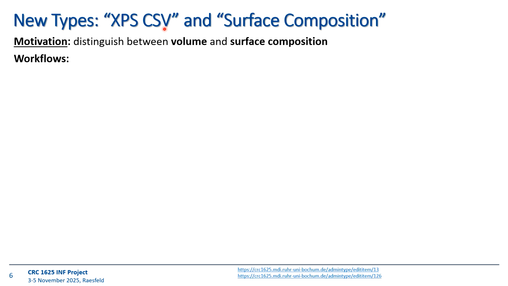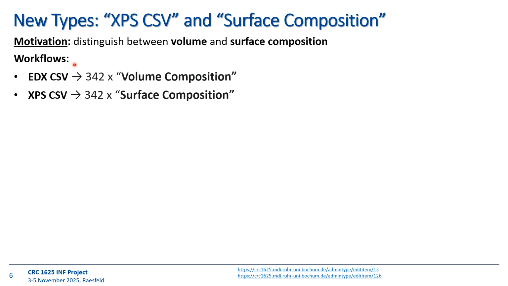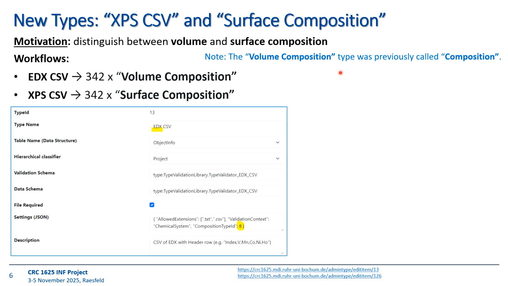Among the important new types that have been added are XPS CSV and the related type surface composition. As is evident, this was done to distinguish volume composition objects from surface composition ones. To further eliminate ambiguity, the composition type whose objects were created during the import of EDX data has been renamed to volume composition. The good news is that the configuration changes were minimal.